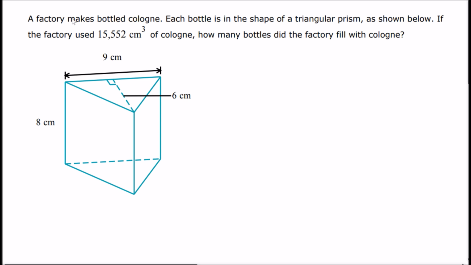So first question, a factory makes bottled cologne. Each bottle is in the shape of a triangular prism as shown below. If the factory used 15,552 cubic centimeters of cologne, how many bottles did the factory fill with cologne?